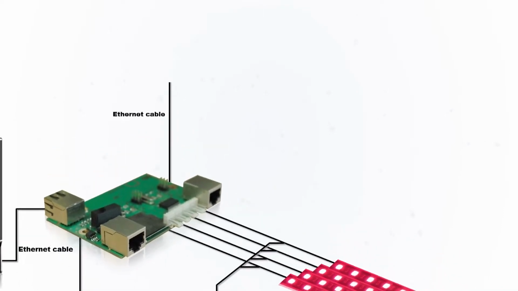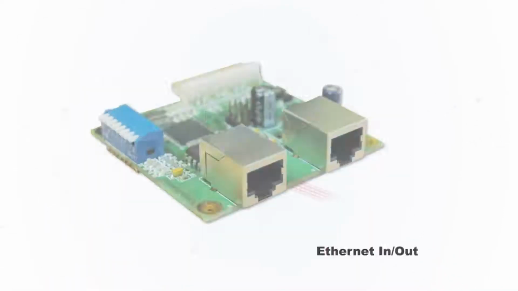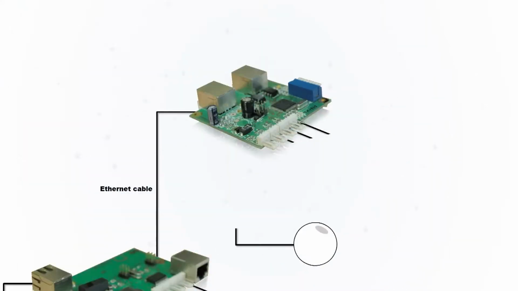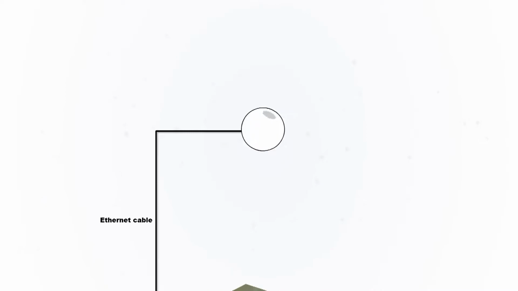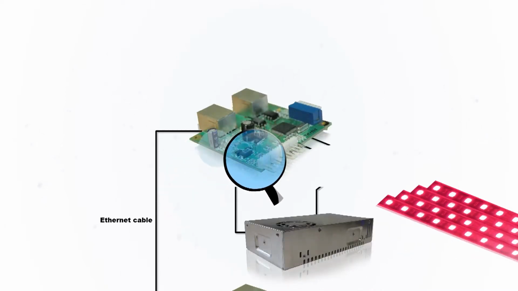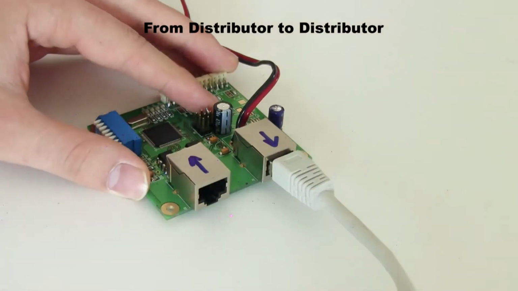In case the four outputs for the LED strips on the Ethernet converter are not sufficient, it is possible to connect another distributor. It will provide another four independent outputs for the LED strips. For simpler installation, you can connect the Ethernet converter and the distributor by the Ethernet cable.